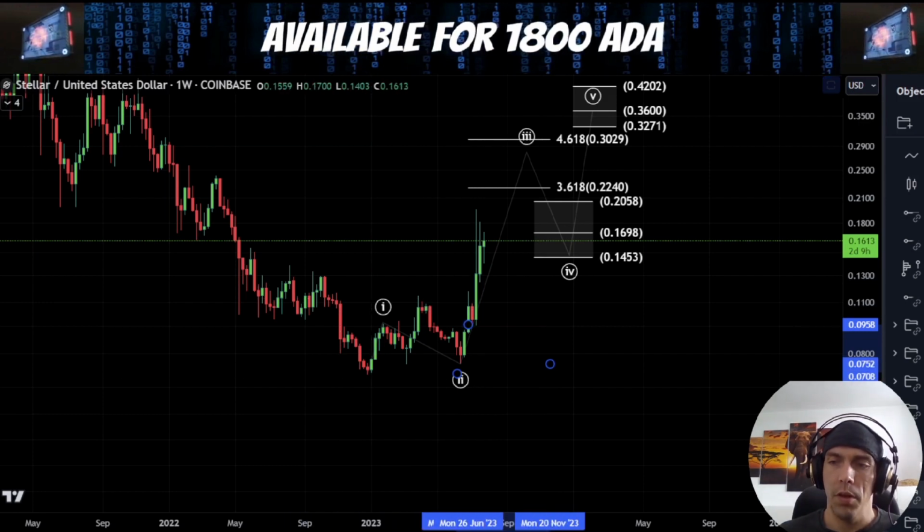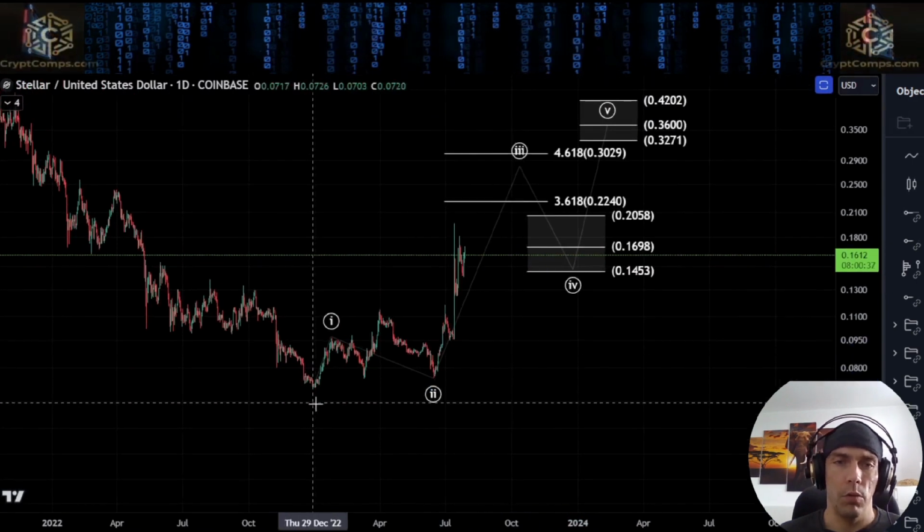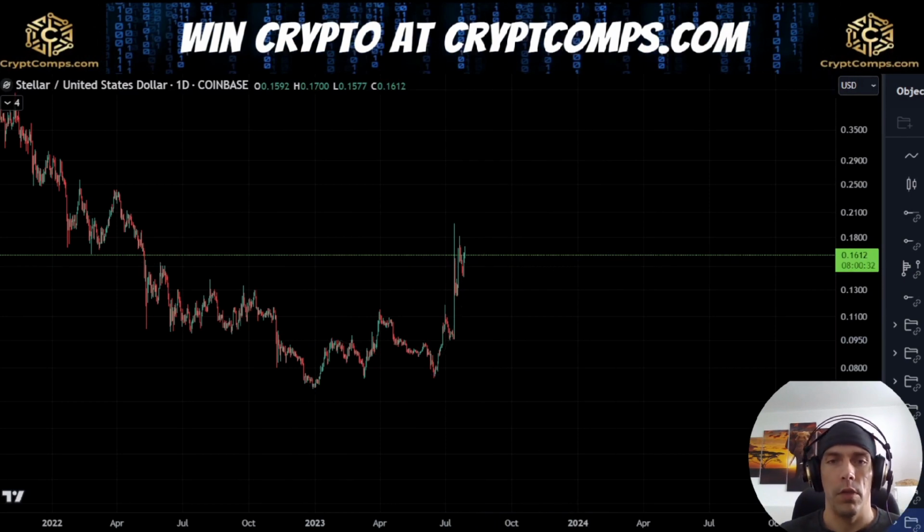So we're going to have to keep an eye on this. I'm not going to go too much into the internals of this. We're going to be doing a separate video on the lower time frame stuff, but effectively what we'd be saying is that this would be 1, 2, and then we'd be looking for this 3rd wave to the upside.